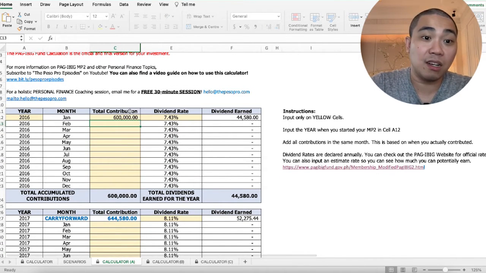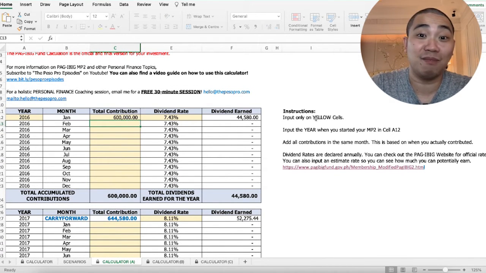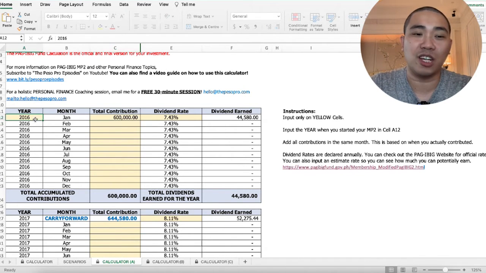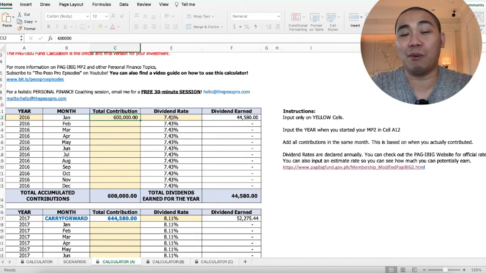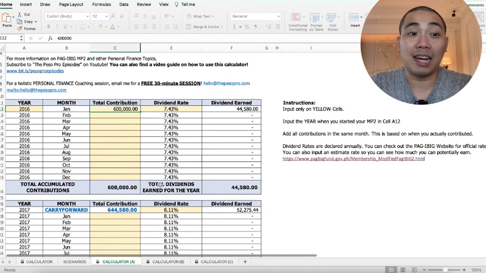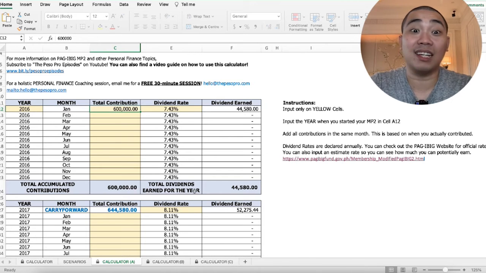What you will see here, ipa-plot lang natin kung kailan mo siya nilagay. So let's say na lang for simplicity, we will put it in January. So noong January 2016 tayo nag-open ng account. So parang New Year's resolution ito. Right? So you have 600,000 here. You will see na nag-earn siya ng dividend na 44,580. What does that mean? Siyempre, nung time na naglagay ka, hindi mo pa alam yung dividend rate, right? So hindi mo pa alam, hindi mo yan makikita. But at year 2017, dineclare nila na okay, yung dividend rate ng year na yan is 7.43.